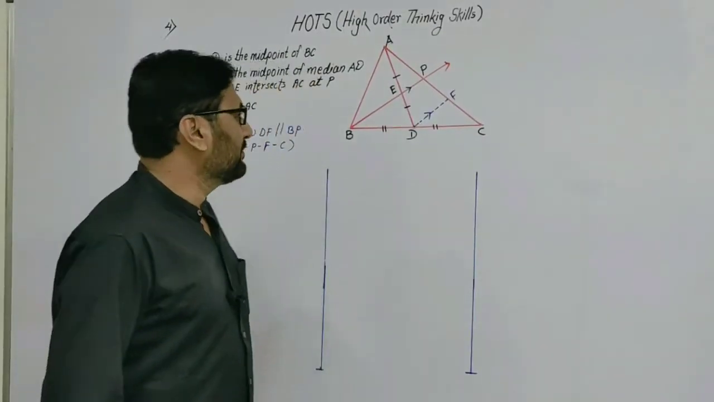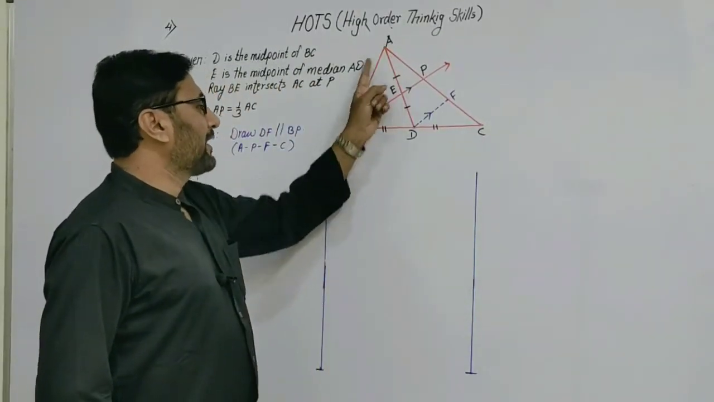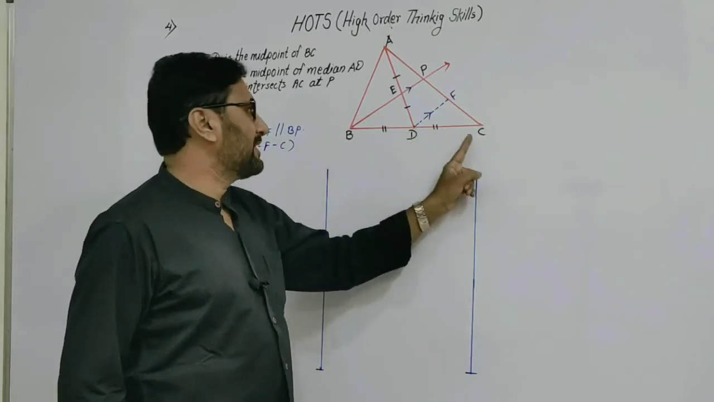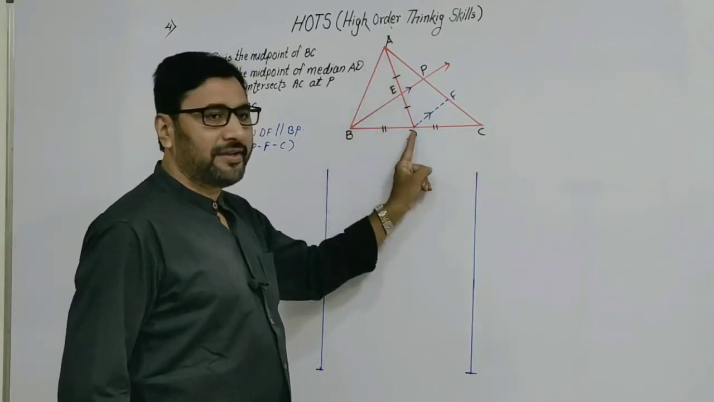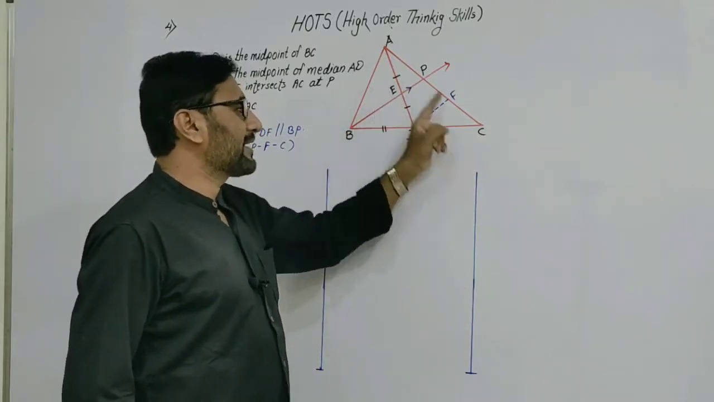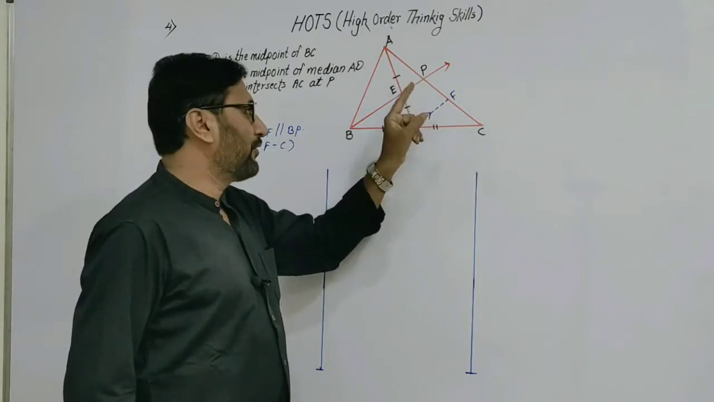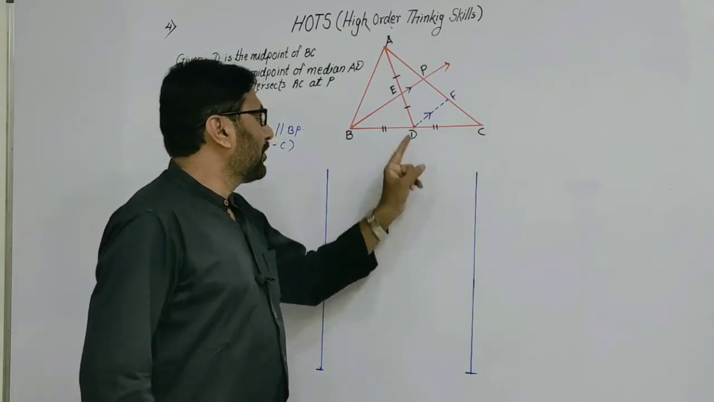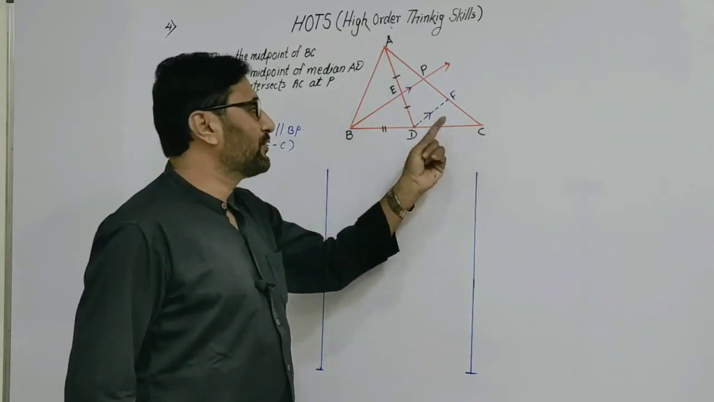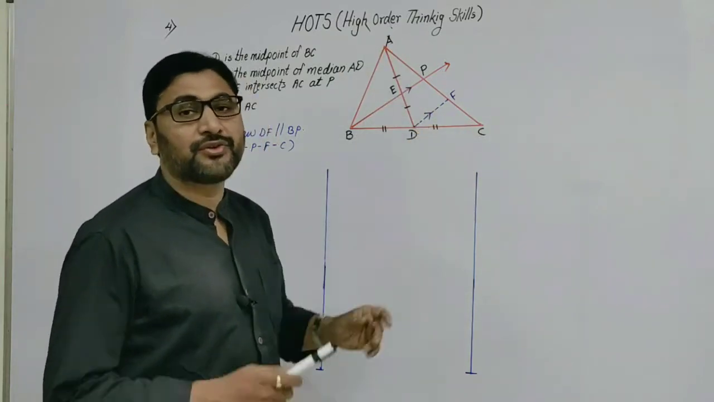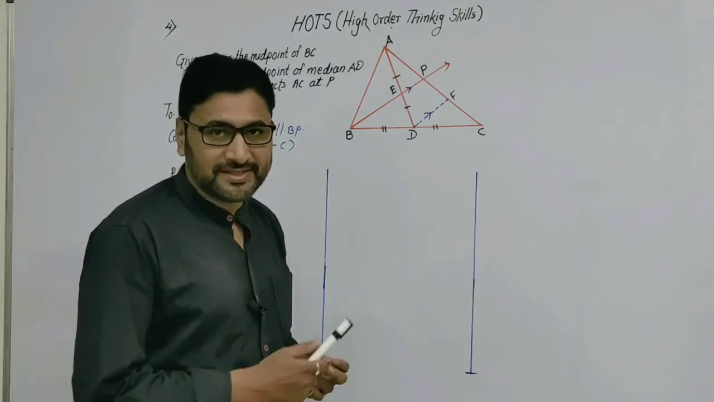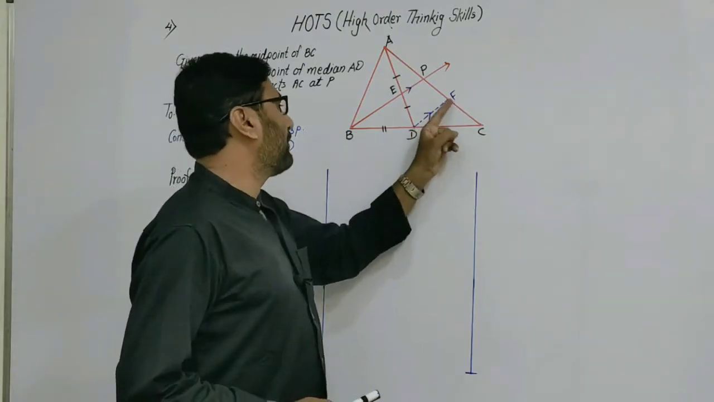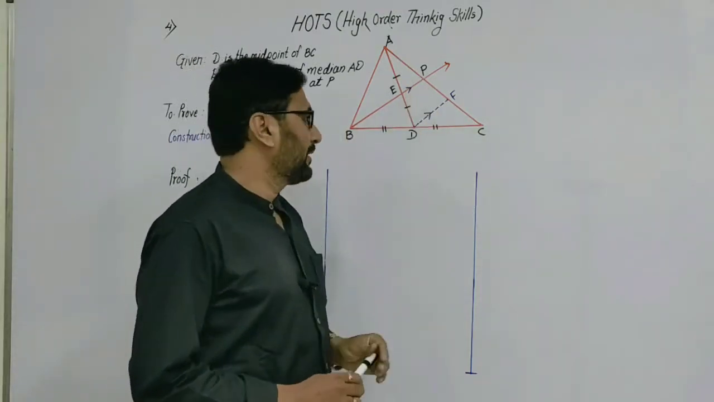Let's start a new sum. In triangle ABC, D is the midpoint of BC, E is the midpoint of AD. Ray BE intersects AC at point P, and we have to prove AP is 1 upon 3 AC. For proving this, students, we should do one construction because we need to use basic proportionality theorem in this case. So I will draw DF parallel to BP.